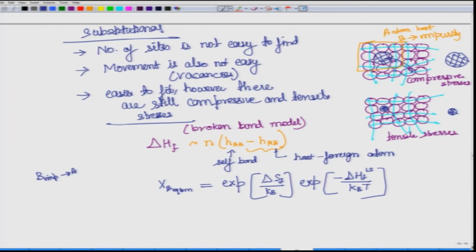Now, there can be some interesting information that we can obtain. Let us say we are talking about an ideal solution, where HAA is equal to HAB equal to HBB. Then how would this plot look like? The delta G, delta H and T delta S term.